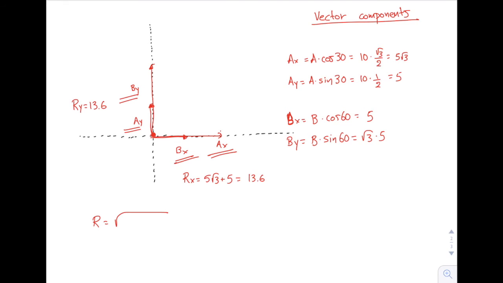Now, because these two components are perpendicular, we can calculate the resultant vector from the Pythagorean theorem: the radical of RX squared plus RY squared. And if we do the calculation, we will find something around 19. The result will be 19.2.